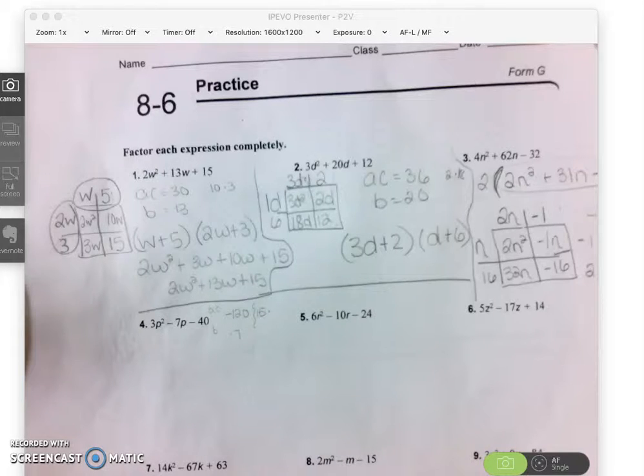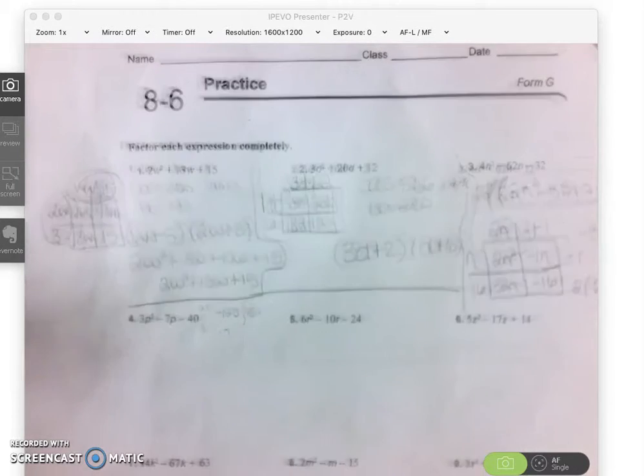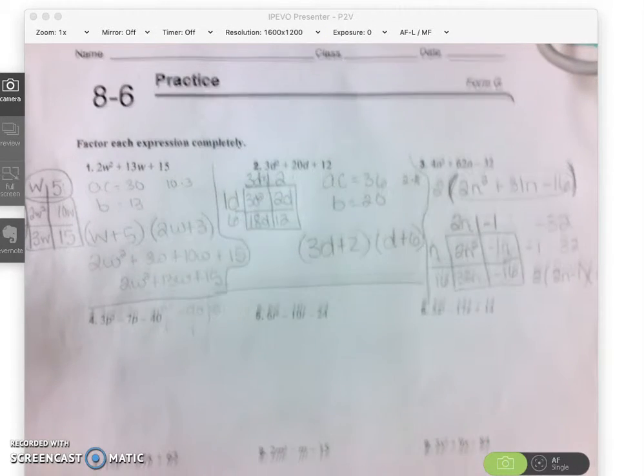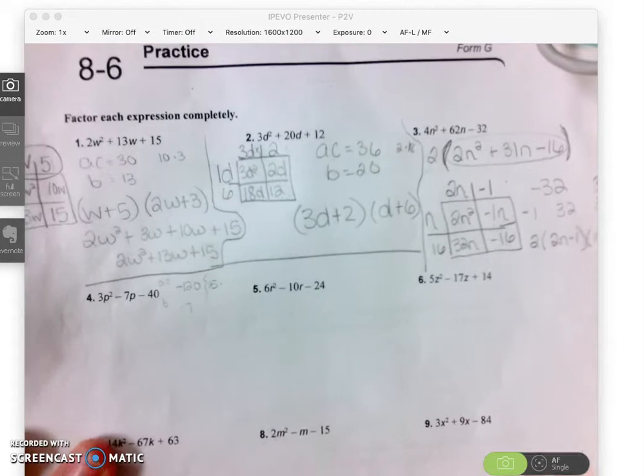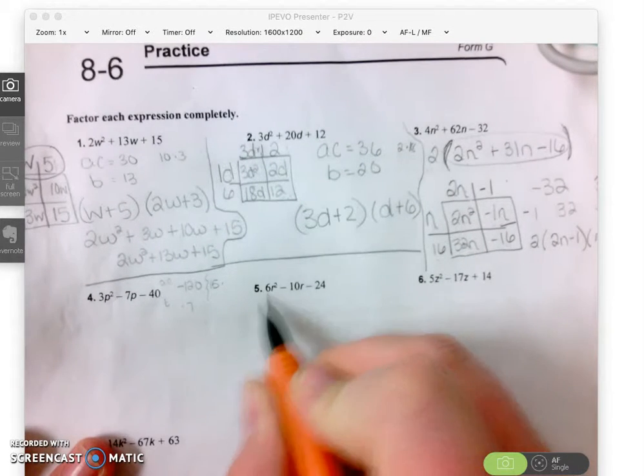Okay, 8.6 practice. I'm just going to go through a few examples. If you want to check your work with my first three, maybe see how I got to the point. I'm going to try and do it the box method way because I actually do like that a little better.